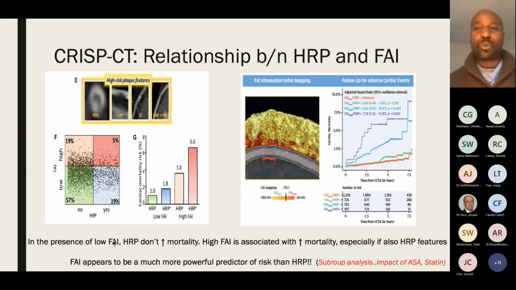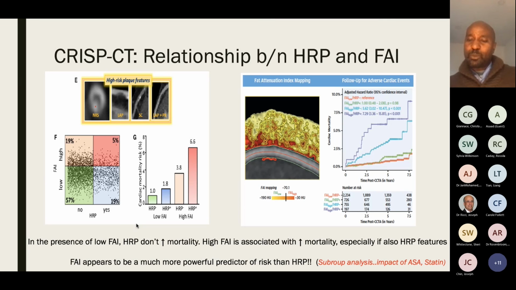Furthermore, they looked at the relationship between high-risk plaque features and FAI index. What they saw here was that in the presence of a low FAI, so low degree of inflammation, high-risk plaque features no longer increase mortality. But in high FAI patients, again, there was increased mortality, and particularly if you had high-risk plaque features. If you look on the right at this Kaplan-Meier graph, the red line is your reference of low FAI and no high-risk plaque. The green line is low FAI and the presence of high-risk plaque, and they're almost superimposed. So they both had quite a low hazard ratio for cardiac death.